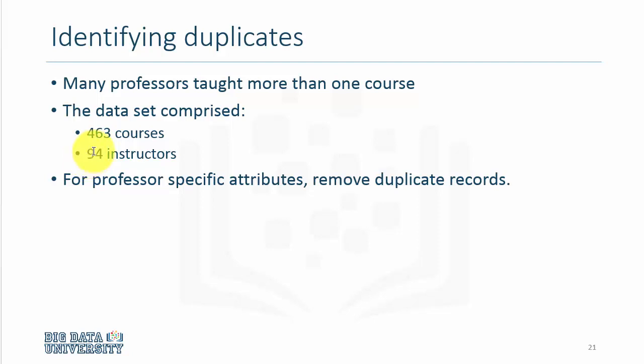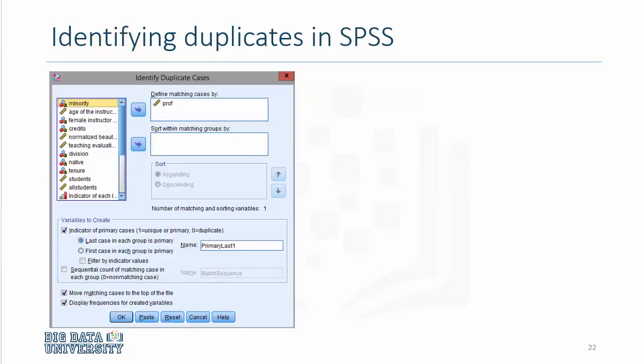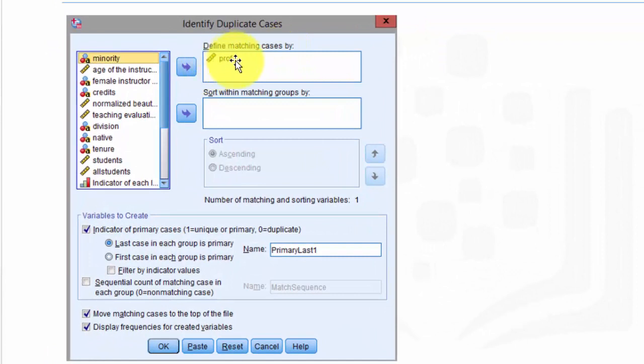To accomplish this, you need to identify duplicates in SPSS. Fortunately, SPSS has a powerful tool to identify duplicates. All you need to do is to select the dialog box, Identify Duplicate Cases. The variable prof uniquely identifies each individual instructor, and we select this and click OK, and then the software will take care of identifying unique professors.